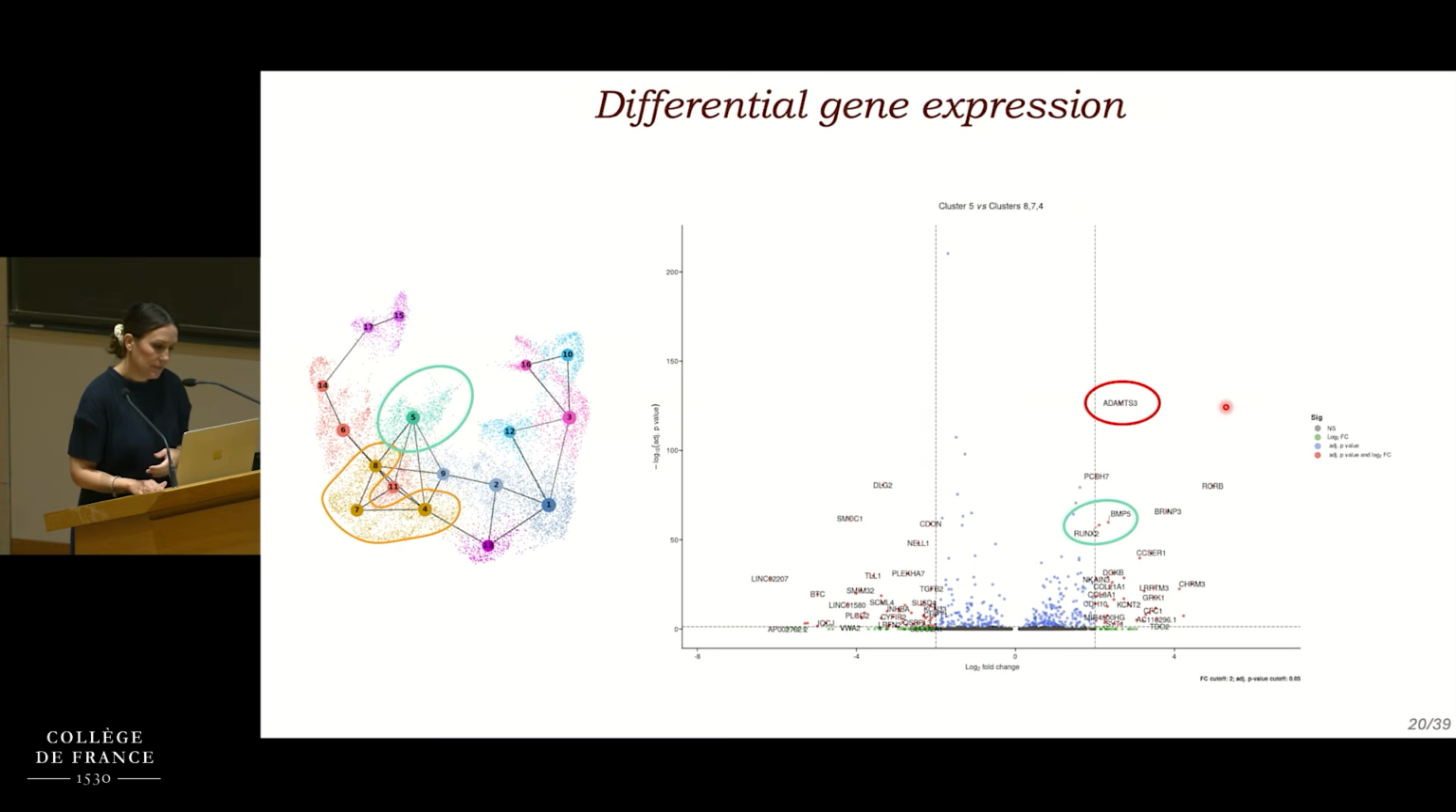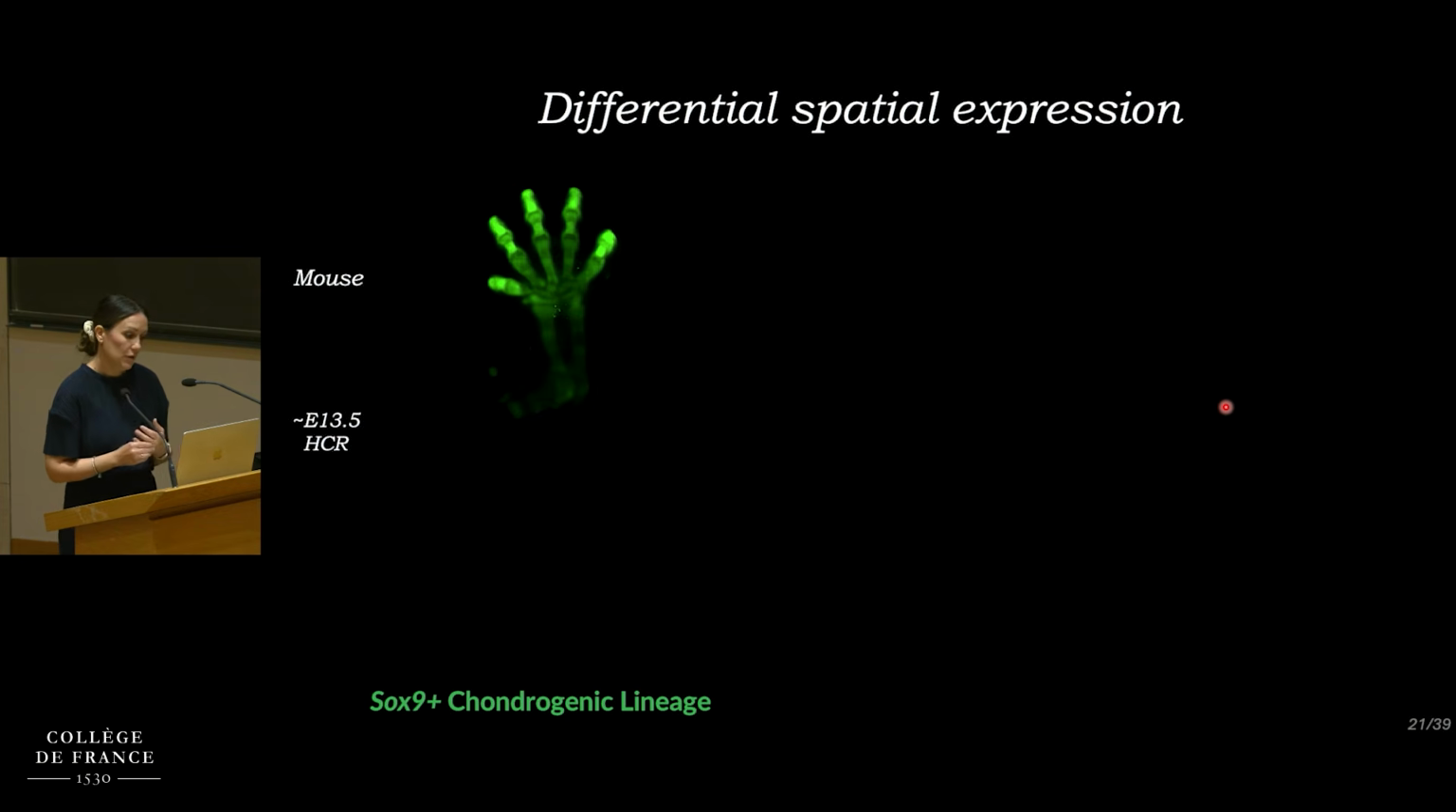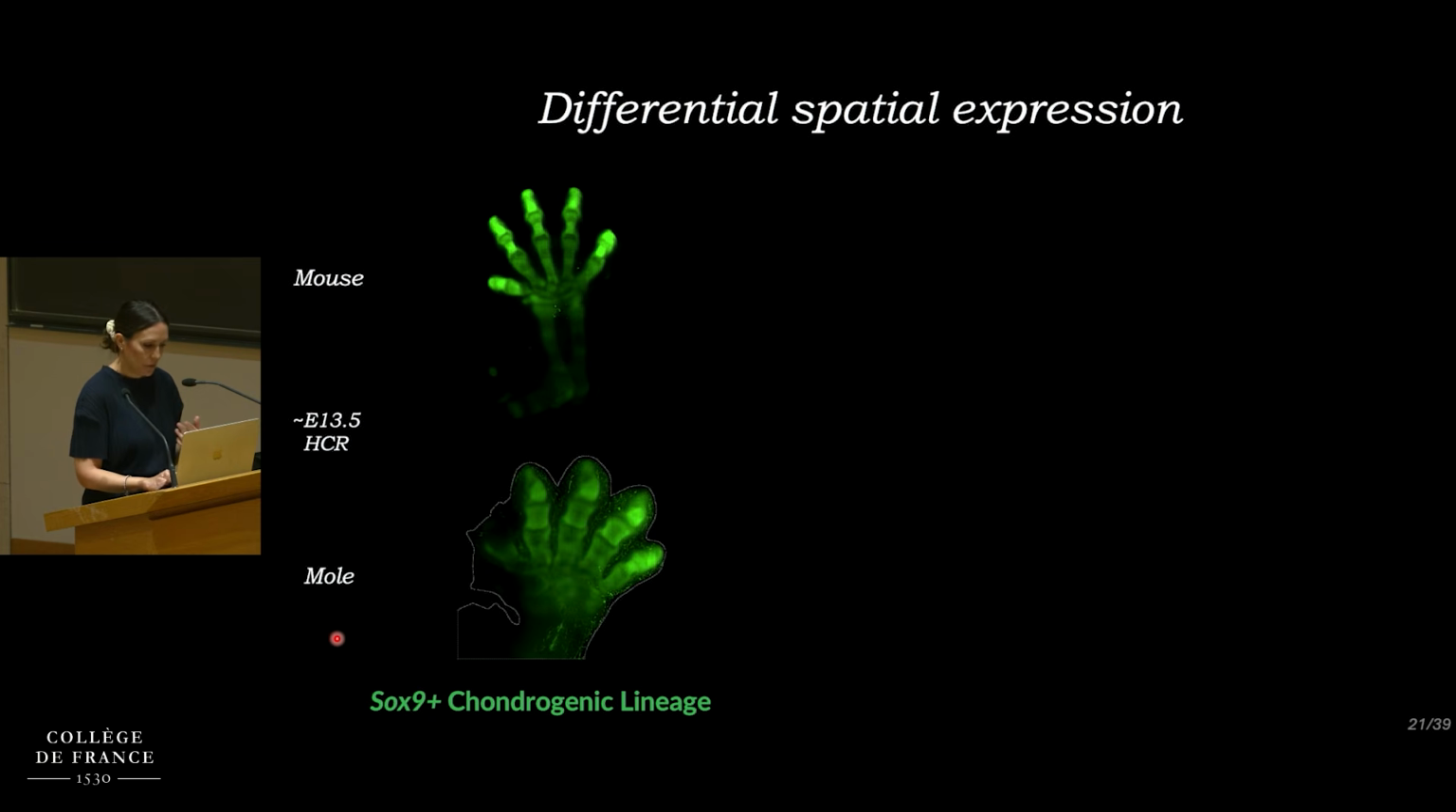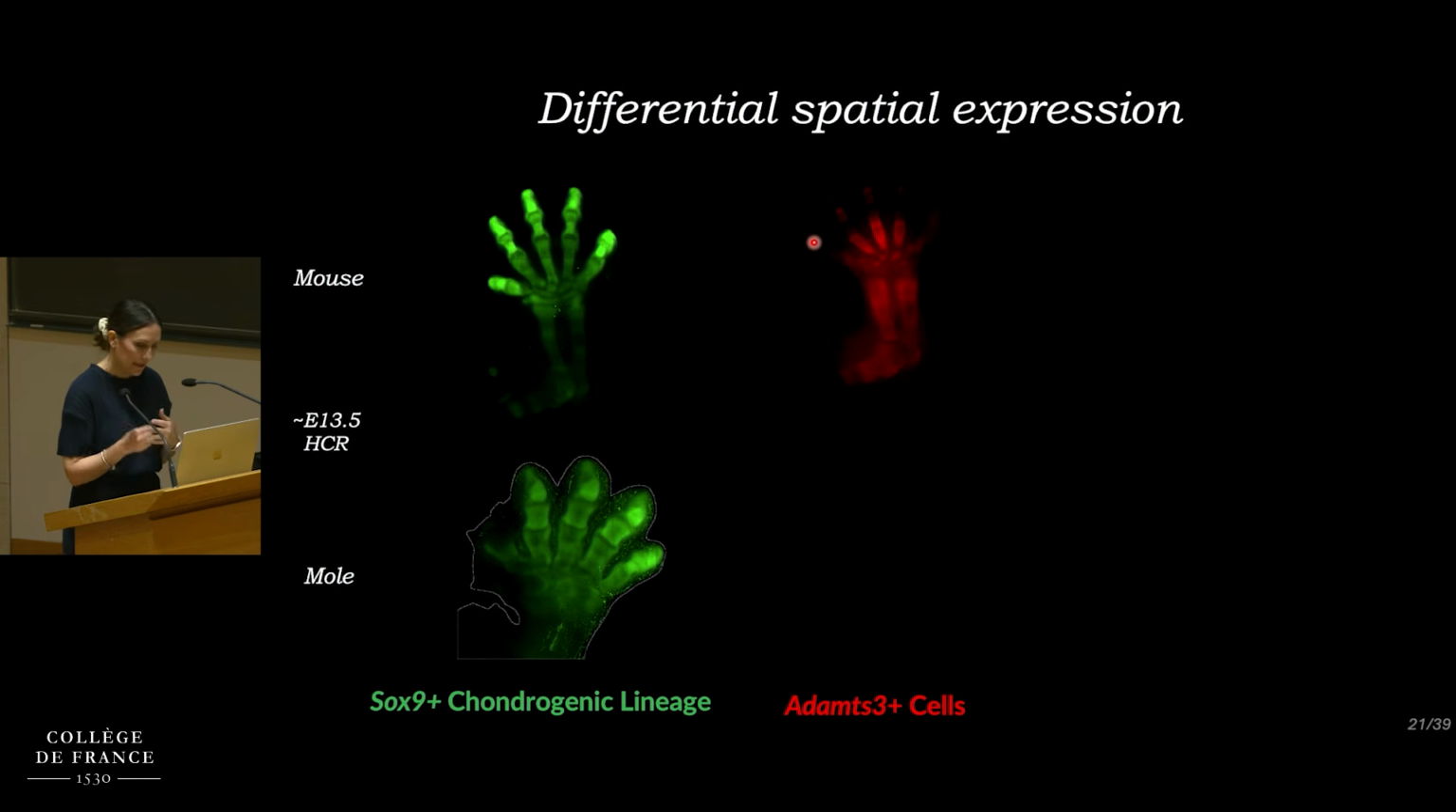And to answer this, we did some in situ fluorescence, so HCR, in the mouse and in the mole for comparison. First, we used the marker SOX9 to mark the chondrogenic lineage, and then we did it for ADAMTS3. In the case of the mouse, it's chondrocytes that are in the metacarpal, carpal, and a bit in the long bones, and a bit in the phalanges.